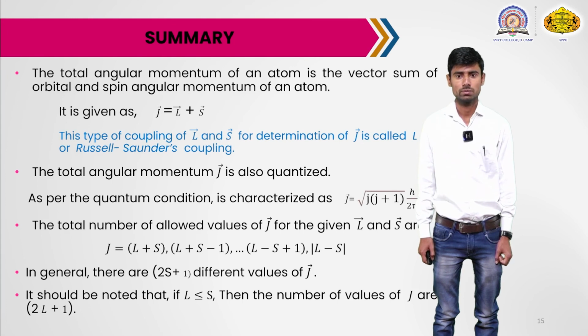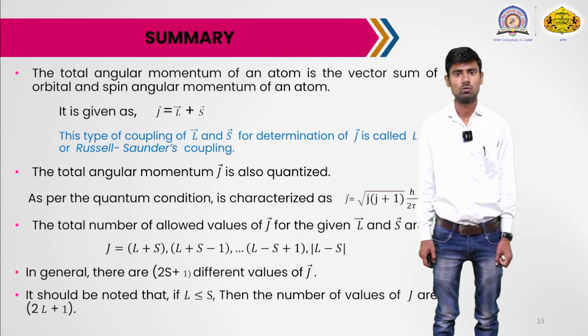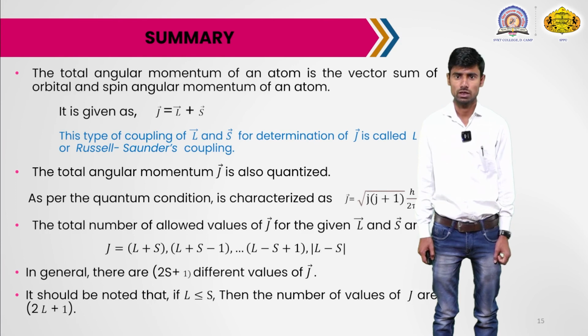Okay, let me quickly summarize what we have seen in this lecture. We have seen that the total angular momentum of the atom is nothing but the vector sum of the orbital angular momentum of the atom and the spin angular momentum of the atom. That is J bar equals L bar plus S bar. And the coupling between L bar and S bar is known as the Russell-Saunders coupling. The total angular momentum J bar is also quantized like L bar and S bar.